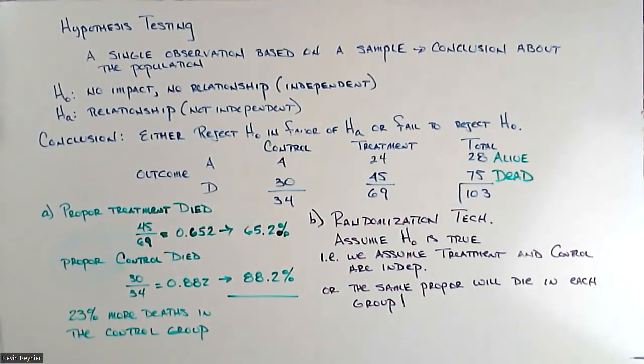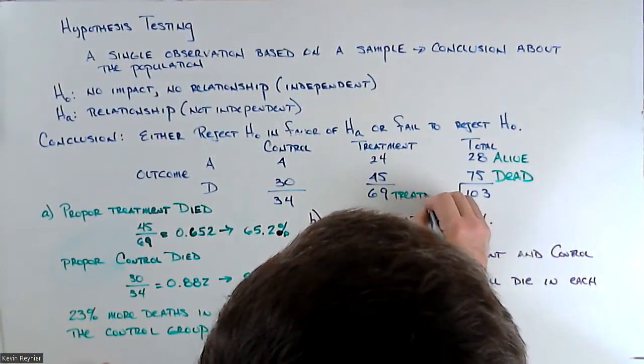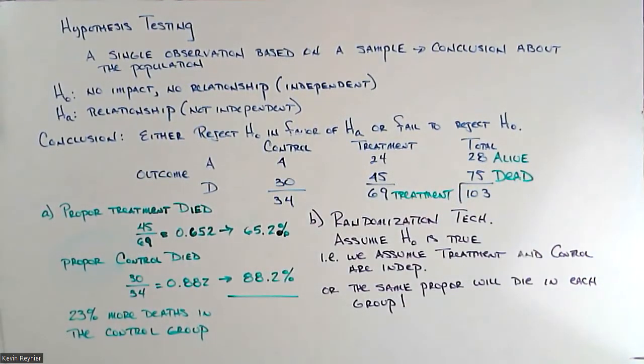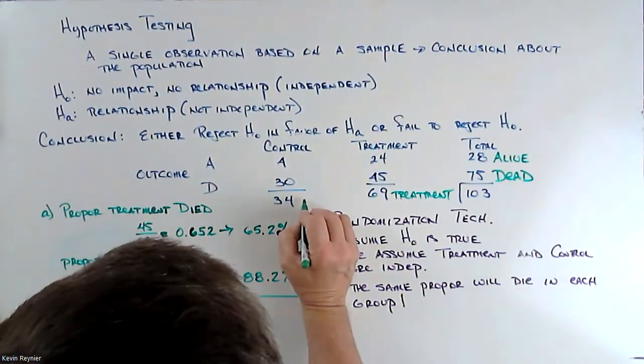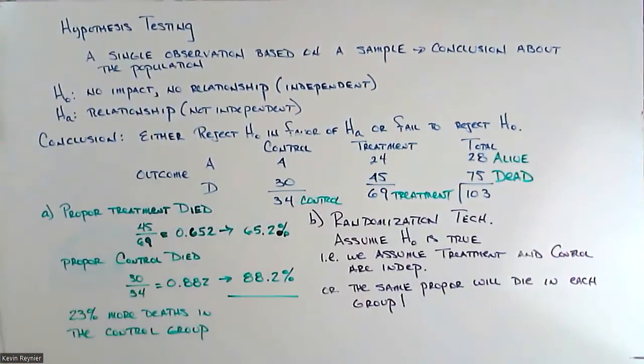Then we shuffle the cards and split them into two groups. One group of size, blank, representing treatment. Well, this is our treatment group right here. So we're going to need 69 cards in our treatment pile. And the other group of size, blank, well, that's going to be this right here. That's going to be our control group. We're going to have 34 cards in our control group.